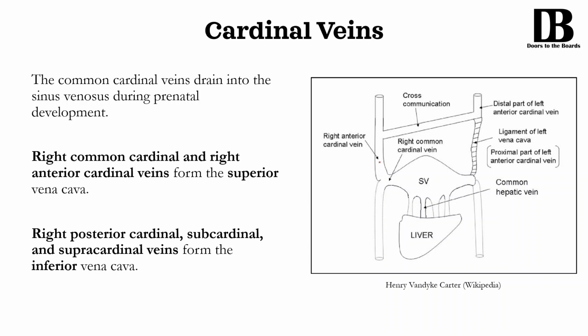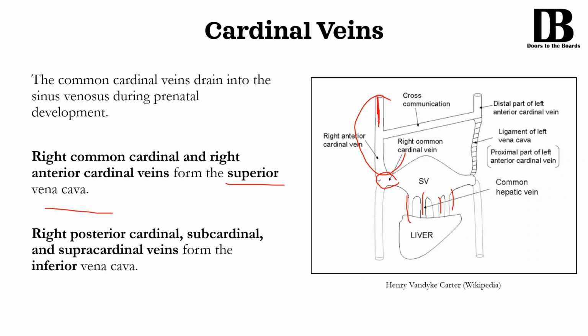When it comes to the cardinal veins, it's important to recognize that there are numerous vessels coming out of the sinus venosus. They could be vitelline, they could be umbilical, and so on. The ones that I want to really draw attention towards are the cardinal veins, specifically the right anterior cardinal vein as well as the right common cardinal vein. They're going to form your superior vena cava, and you can sort of picture it.